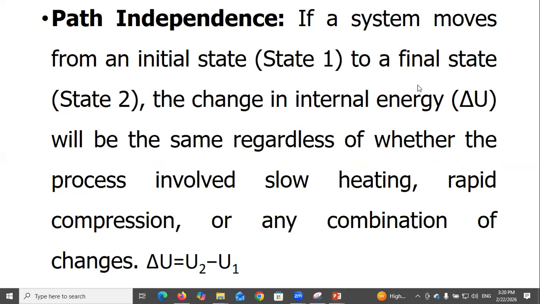If a system moves from an initial state, state 1, to the final state, state 2, the change in internal energy will be the same regardless of whether the process involved slow heating, rapid compression, or any combination of changes. Delta U equals U2 minus U1.